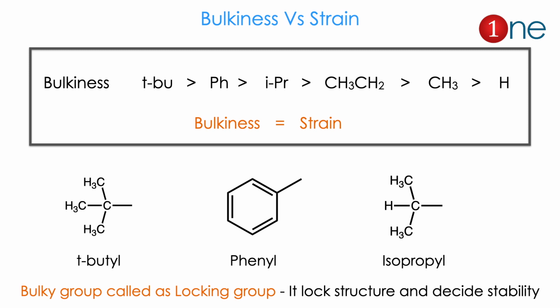Then the important thing you should know is bulkiness. Bulkiness mostly decides the structure. Bulkiness normally dictates the stability. The bulky groups are tertiary butyl, which has 4 carbon atoms tetrahedral to each other, then phenyl, then isopropyl. These groups are bulky, they always introduce strain inside the ring. The most bulky group is called the locking group, it will lock the structure and decide the stability.